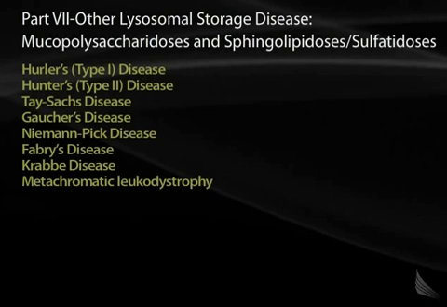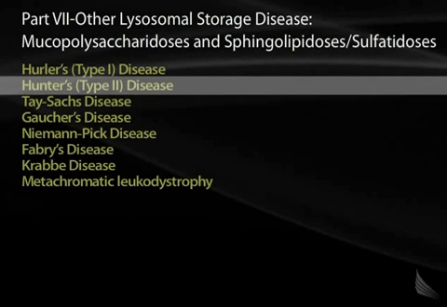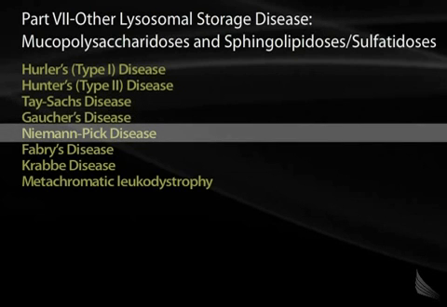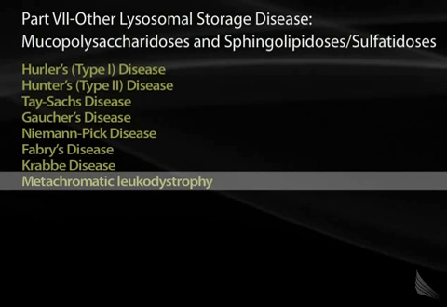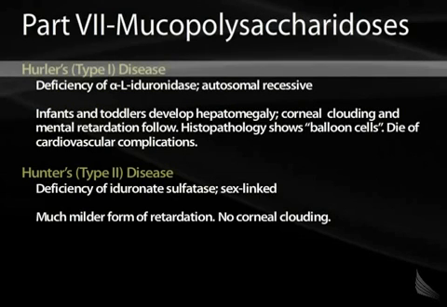We also have other lysosomal storage diseases. These include the mucopolysaccharidoses, Hurler's disease and Hunter's disease, as well as the sphingolipidoses and sulfatidoses, including Tay-Sachs disease, Gaucher's disease, Niemann-Pick disease, Fabry's disease, Krabbe disease, and metachromatic leukodystrophy. So for the mucopolysaccharidoses, we have Hurler's and Hunter's disease. Both of them have to do with this iduronate.